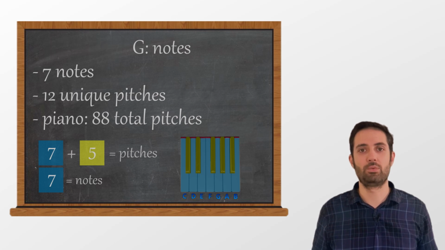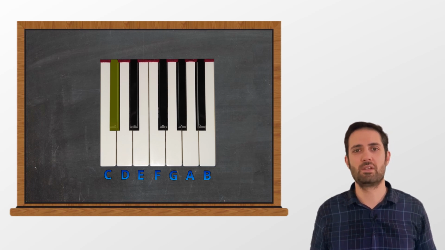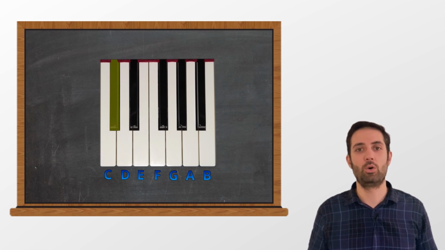So, for example, to refer to this pitch, we will have to use expressions like C's older brother, because the pitch is a little bit higher than C. Or we can also call the same pitch D's little brother, because the pitch is a little bit lower than D.